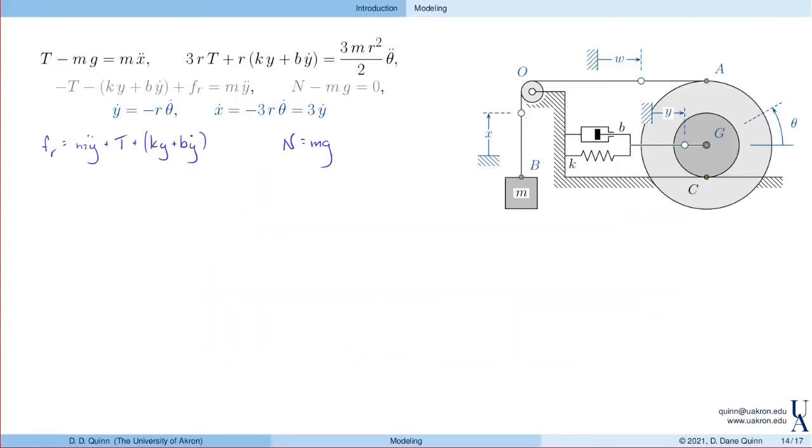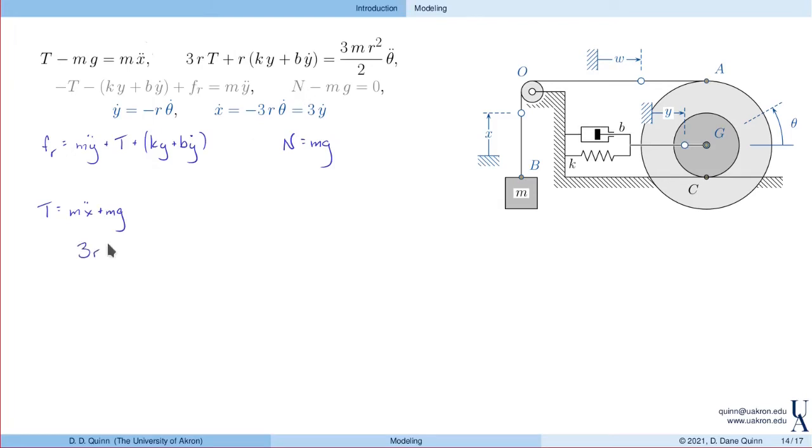So now let's go and just sort of look at what's left. Well, solution procedure, solve for one of these, substitute in. Let's solve for T first, right? T here is equal to m x double dot plus mg, right? Just by looking at this equation. And so I'll take that and I will introduce that into this second equation.